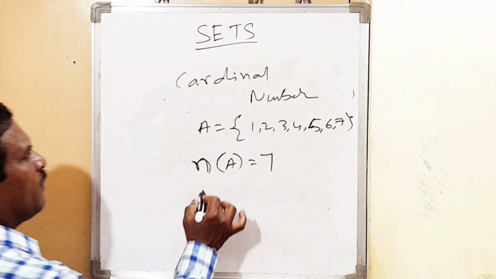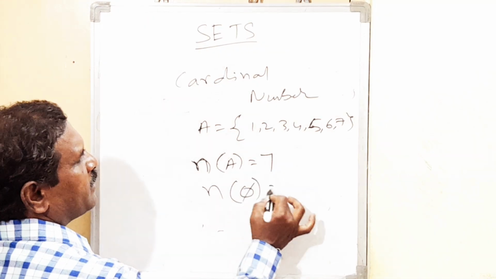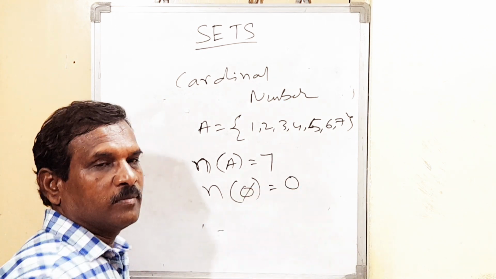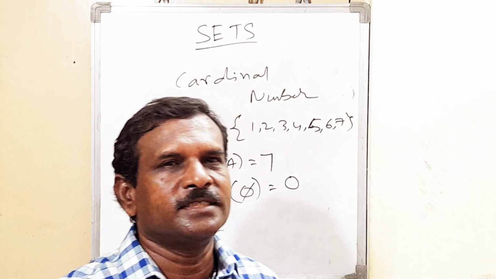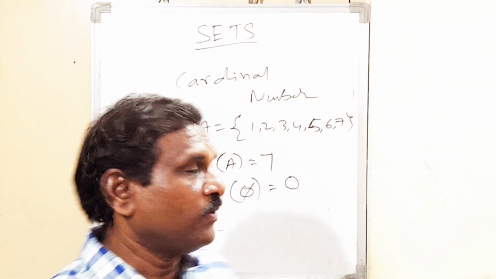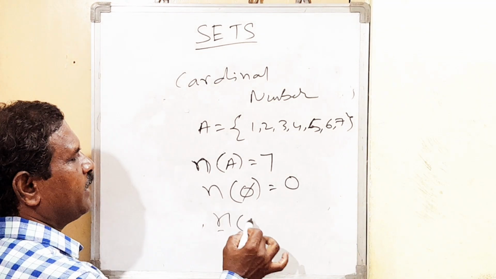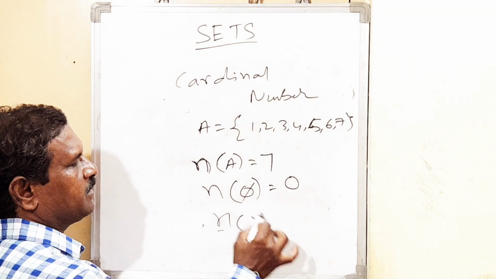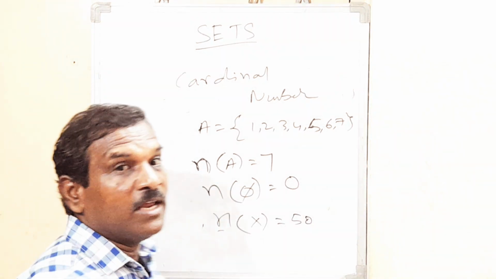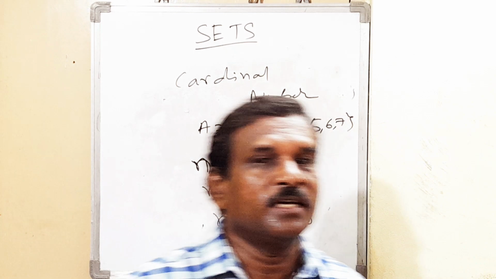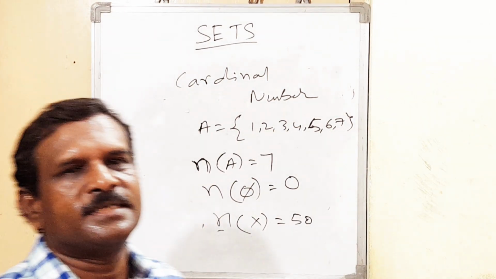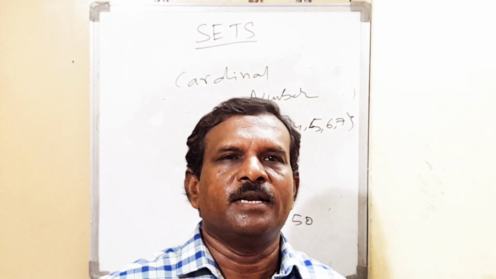Here, what is the number of elements of a null set? The cardinal number of the null set is 0. n(phi) is equal to 0. So for a finite set, we can state the number. If you take some finite set, say X, you can say there are 100 elements or 50 elements, something like that. But if it is an infinite set, we can't say. It has no cardinal number. Cardinal number means the number of elements present in a set.